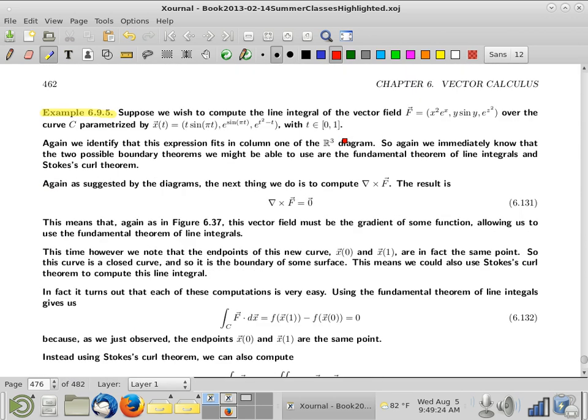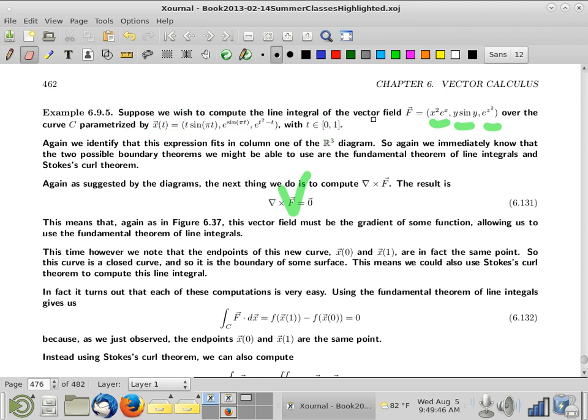Okay, next one. Now this is a fun example. I like how this one works out. Again, you'll notice vector field in R3. So same deal, same options. Again, we have a parametrized curve. Gosh, it doesn't even look all that different. Curl ends up being 0. So you can use the fundamental theorem of line integrals.